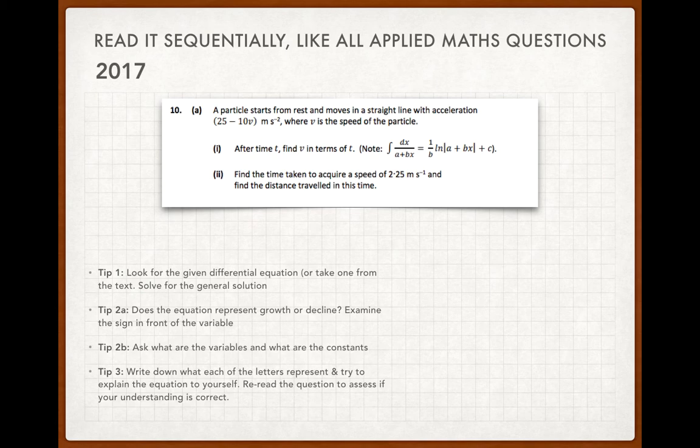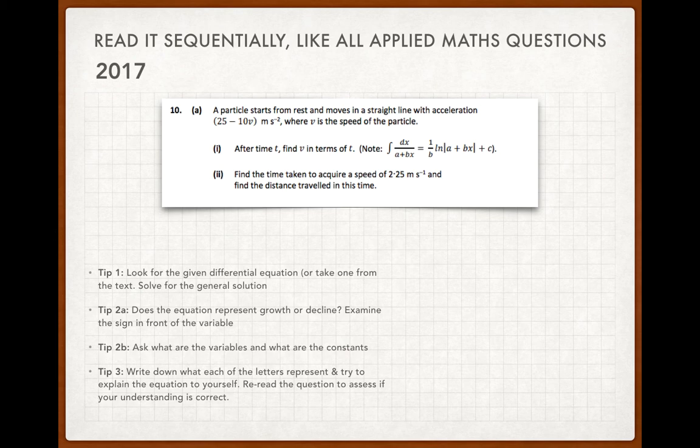Is there a differential equation? There's a 25 minus 10v is equal to a, so that's a differential equation. Is it increasing or decreasing? Well, the acceleration is dv/dt, and the v thing has a minus in front of it, so it's decreasing. So this is actually a deceleration. What are the variables? It's likely the variables are v and t, and the constants are numbers.